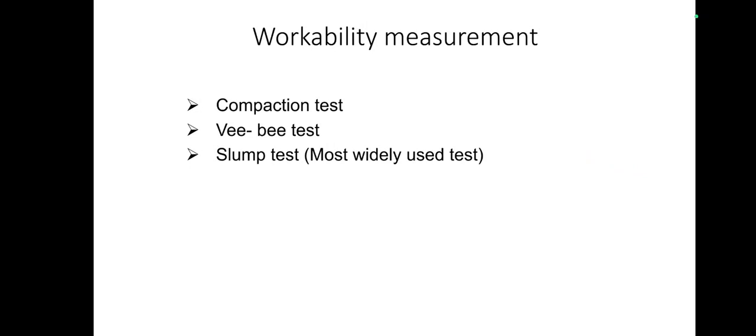Mostly the slump cone test is widely used everywhere because the apparatus is very light in weight, and we can take it to the site. But the compaction factor test and VB test are laboratory oriented. We have to bring the concrete to the lab. So when compared to these two, slump cone is highly preferred in many construction sites.